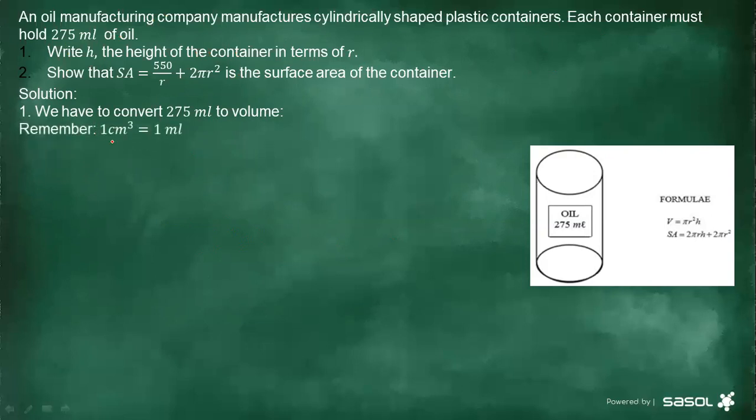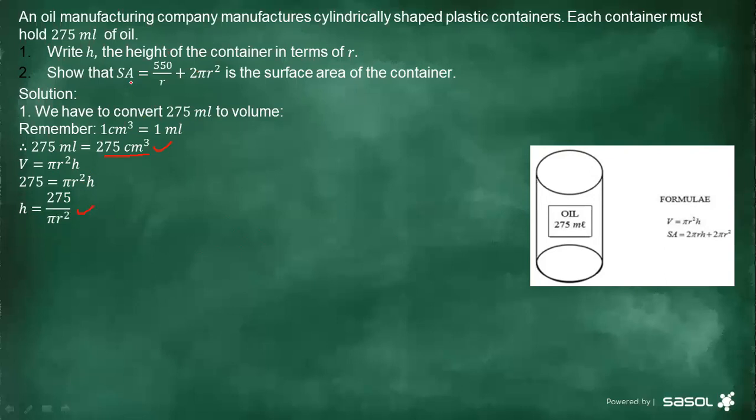So we know that one cubic centimeter equals 1 milliliter. So if we are having 275, then it's going to give us 275 cubic centimeters. So this is the value that we are going to be working with. Now, since we're having a volume, to answer the first question you write the volume of a cylinder, or cylindrical shape. Then you just substitute the values, then you make h the subject of the formula, and that's what you're having.